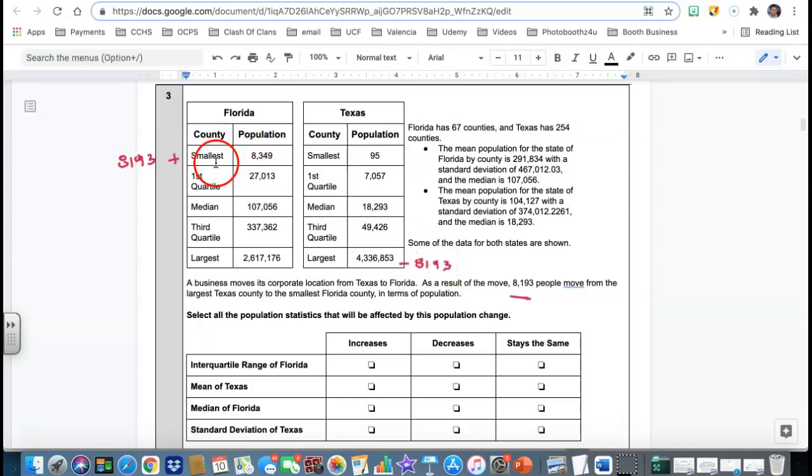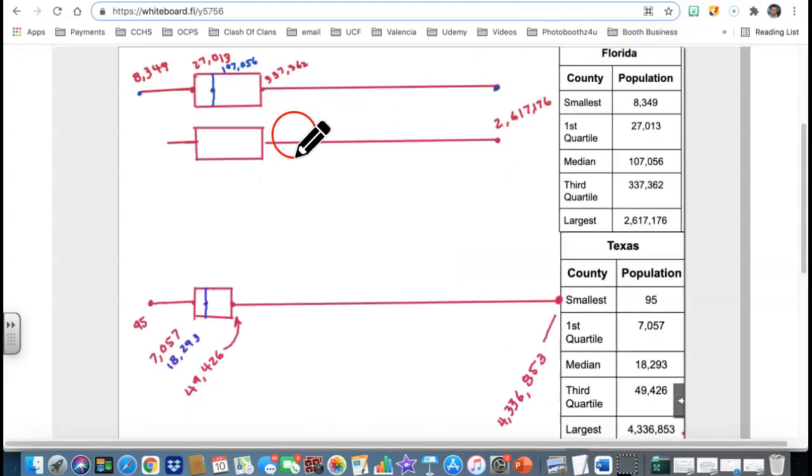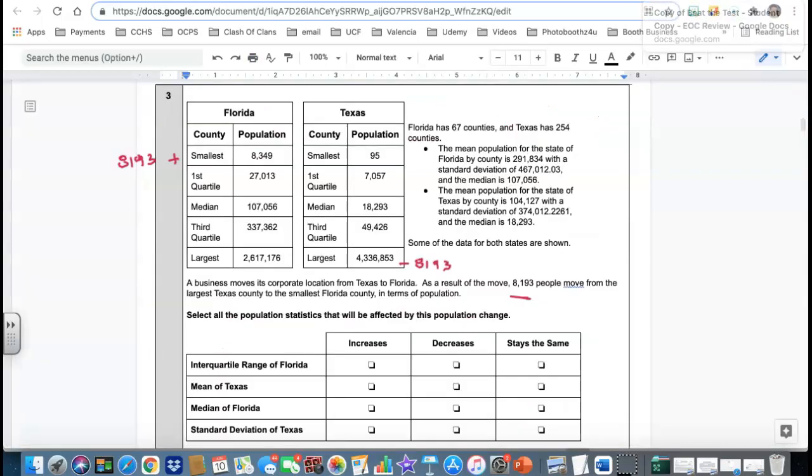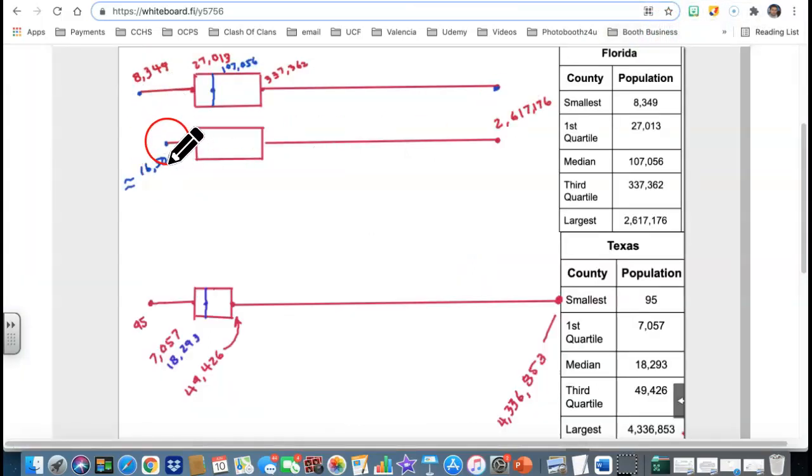county in Florida. So 8,193 plus 83 is going to be around 16,500. That means that from 8,000, I added 8,000 more, and it went to 16,500. But again, approximate. 16,500 people. Again, this was added to one county. So now the smallest population is not this. We added 8,193. Okay? And now this is the smallest county. But we didn't add to any other counties.